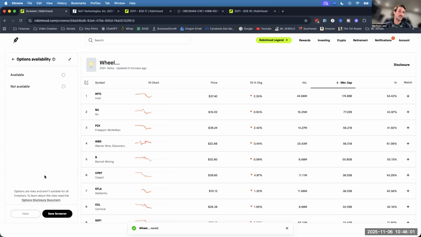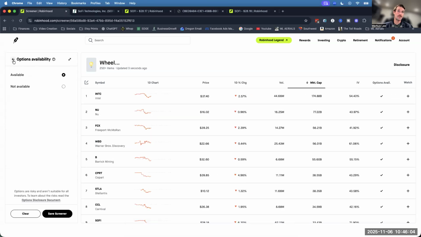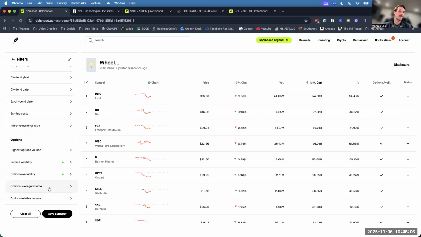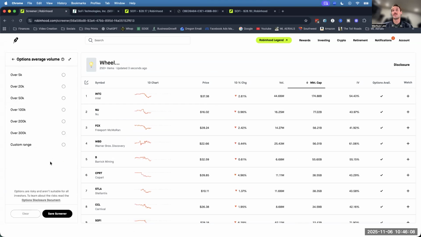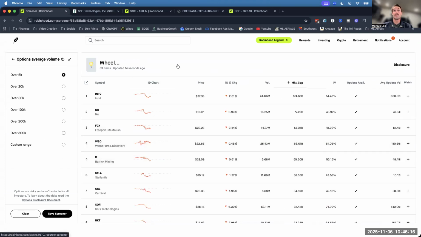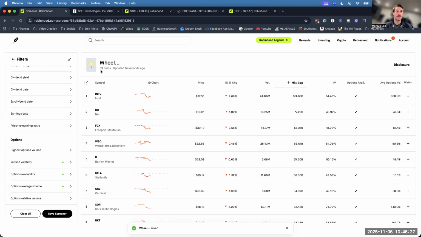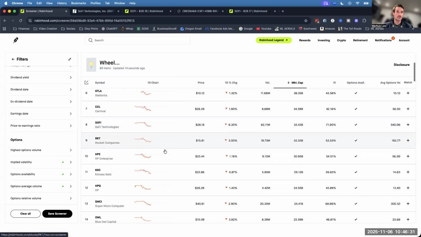And then I'm going to make sure that options are available. We do need options available on the stock itself. And options average volume is the last thing that I'll change. Here, I like to make sure this is at least 5,000 contracts per day. You want enough liquidity in the stock itself so you're able to get in and out of your options positions easier. So that is the last thing I'll change. I'll save that. And basically what has populated here on the right is 89 stocks that meet all of that criteria we just set up.